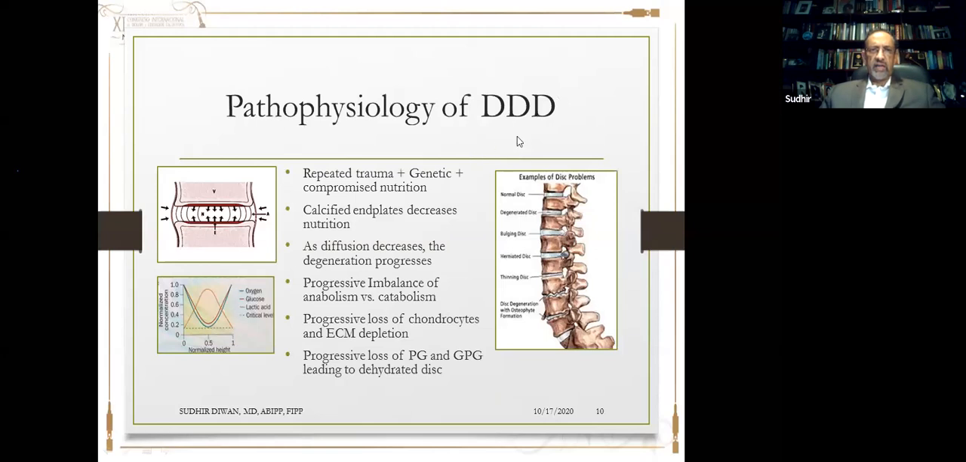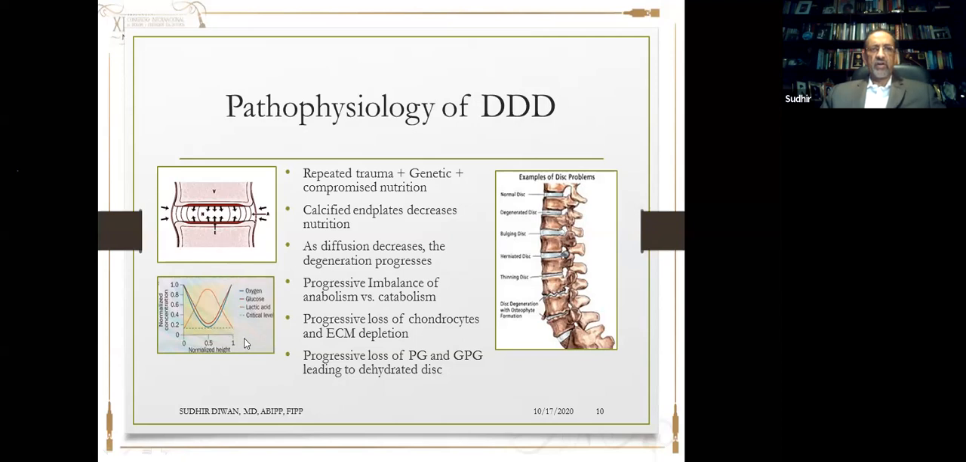Here in this slide, you can see repeated trauma, microtrauma, falling from a bicycle or from horse riding. Those minor traumas cumulatively start a process, and then you have some genetic contribution and compromised nutrition. The key is compromised nutrition, because if you don't have a balance of cell production with cell loss, then you start having degeneration. And this tells you how the entire microenvironment changes when degeneration starts.